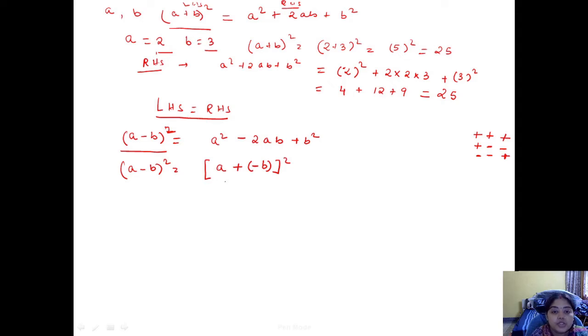Now coming to this, if we use the formula for A plus B whole square, what will happen here? We will write it as A square plus 2A into minus B, fine, plus minus B whole square.